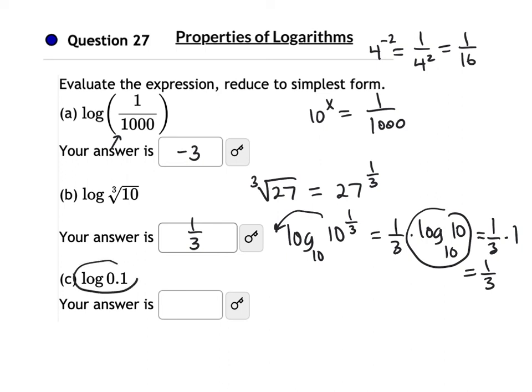We could rewrite this to make this a little bit easier. The log of 0.1 is the same thing as the log of 1/10. And this is base 10, so what we're asking for is 10 to some power is 1/10. 10 to the first is 10. The way we get it to be in the denominator is the negative power. This would be -1.